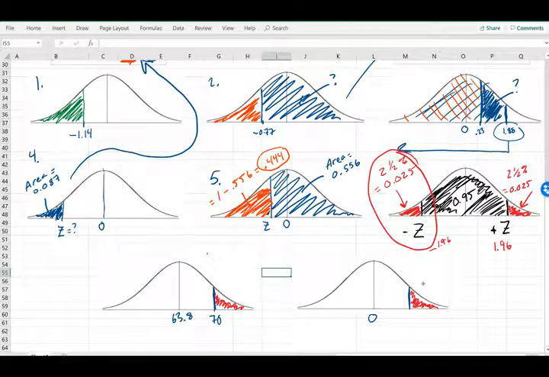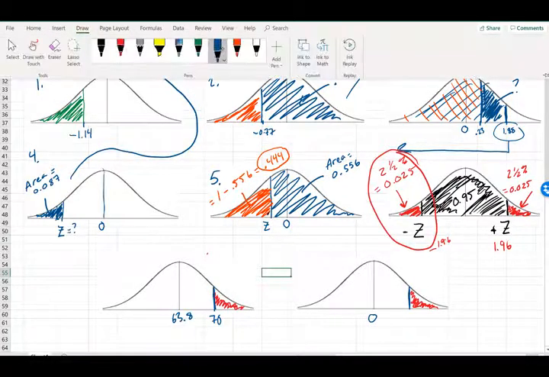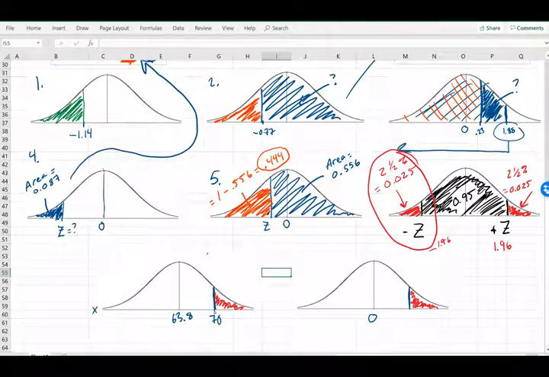The horizontal axis here on the left is the x-axis, and the horizontal axis here on the right is the z-axis. Now it's up to you. You could always convert to z-scores and use the standard distribution function, or you could stick with the x's. And Excel has a function for both. It's really just personal preference.